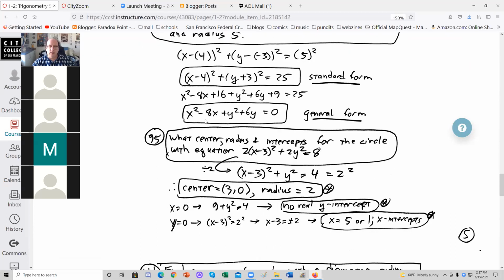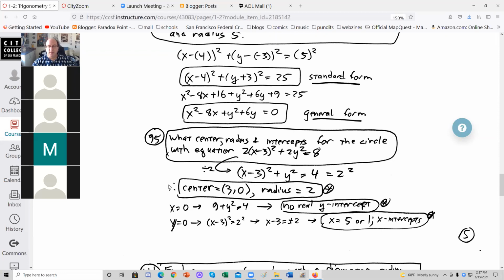Here, the book asks, what center, radius, and intercepts are there for the circle with this equation: 2 times (x minus 3) squared plus 2 times y squared equals 8. First of all, these 2's are annoying and in the way. So let's divide throughout by 2 and get (x minus 3) squared plus y squared equals 4, which is 2 squared. Now this is x minus 3, this is y minus 0, and this 4 is 2 squared. So the center is (3, 0), and the radius is 2. That's center and radius.